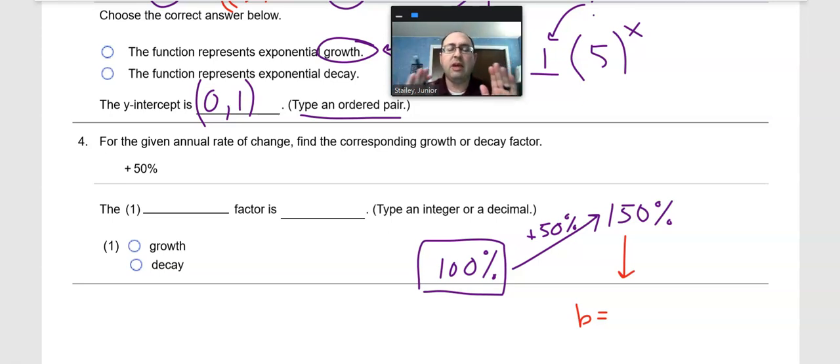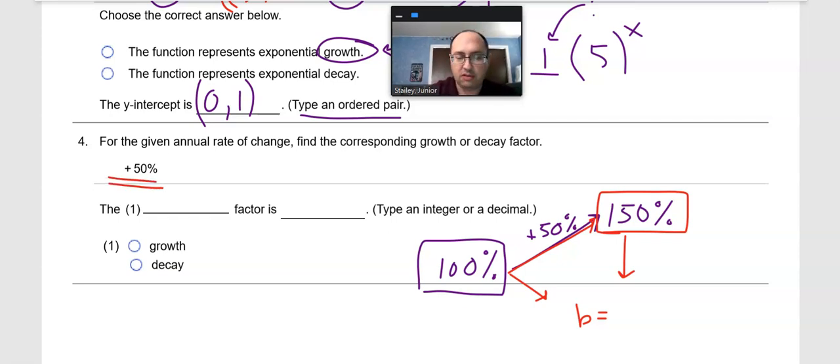I get kids all the time that think that we start with 0%. We do not start with 0%. We start with 100%. So, that being said, we would add 50% to that. Now, when we do that, that takes us up to 150%. Everything starts at 100%. It either goes up or it goes down. Obviously, in this case, it's going up because they said they were adding 50%.